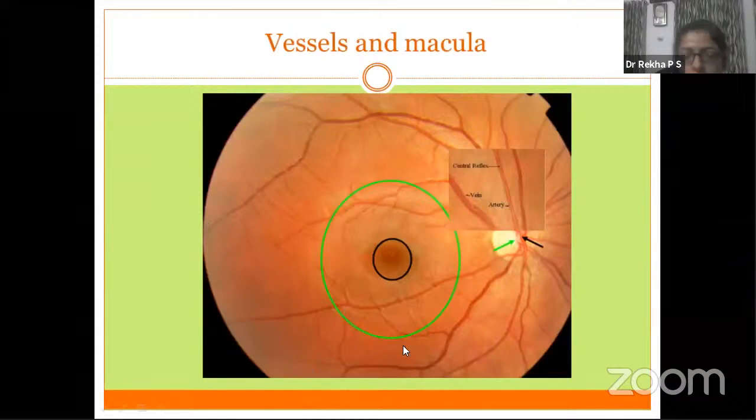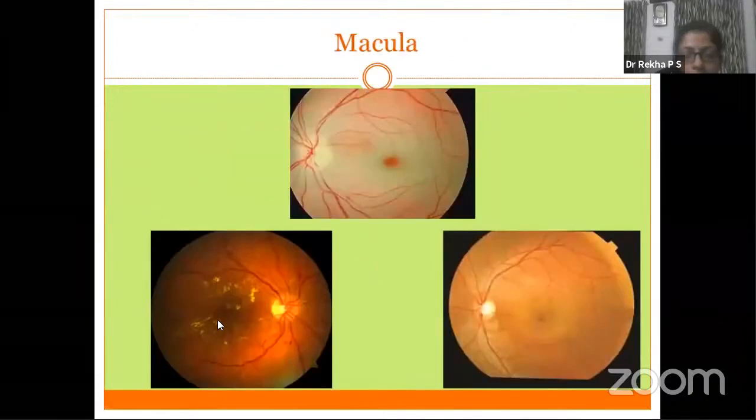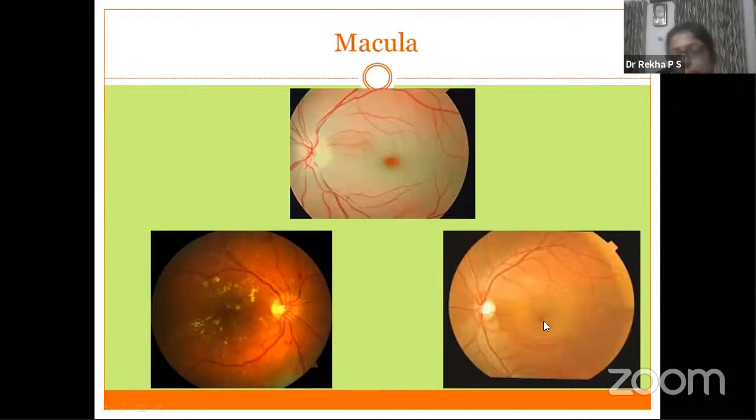Then regarding the macula, the green circle indicates the macula, and the black circle is the fovea. And at the center of the fovea, we get a foveolar reflex. So normally the macula shows a foveolar reflex, but sometimes in case of diabetes, you can get edema like this, you can get hard exudates. In CSR, there will be collection of fluid in the macular region. You can get a cherry red spot. These are some abnormalities seen in the macula.